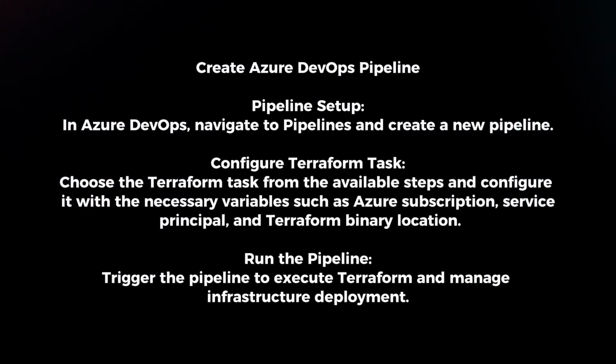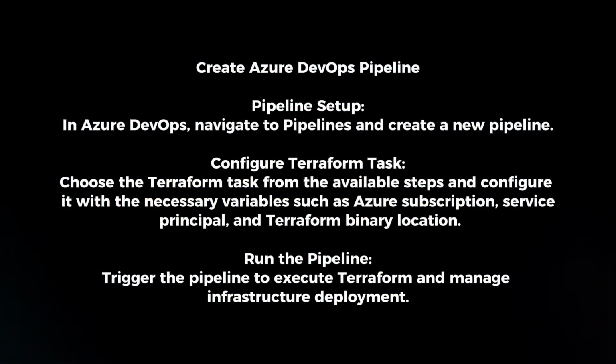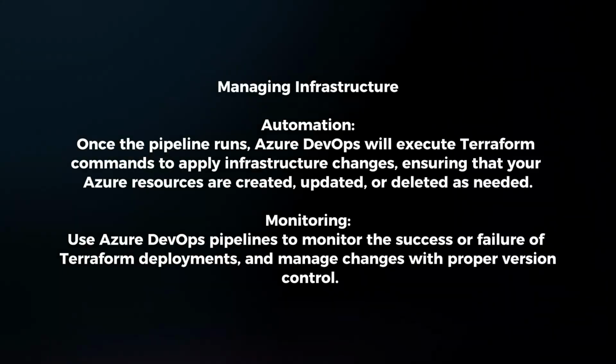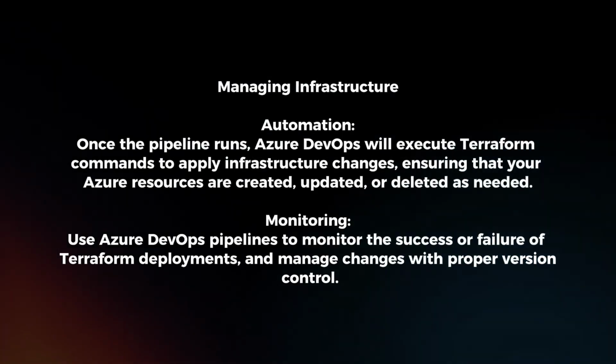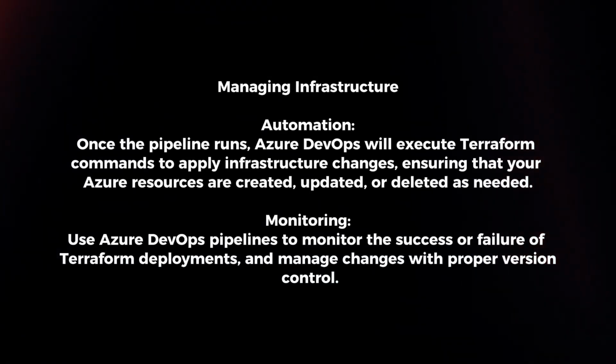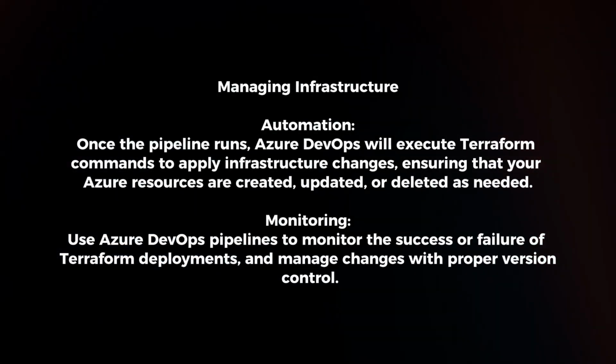Run the pipeline. Trigger the pipeline to execute Terraform and manage infrastructure deployment. Managing infrastructure. Automation. Once the pipeline runs, Azure DevOps will execute Terraform commands to apply infrastructure changes, ensuring that your Azure resources are created, updated, or deleted as needed.